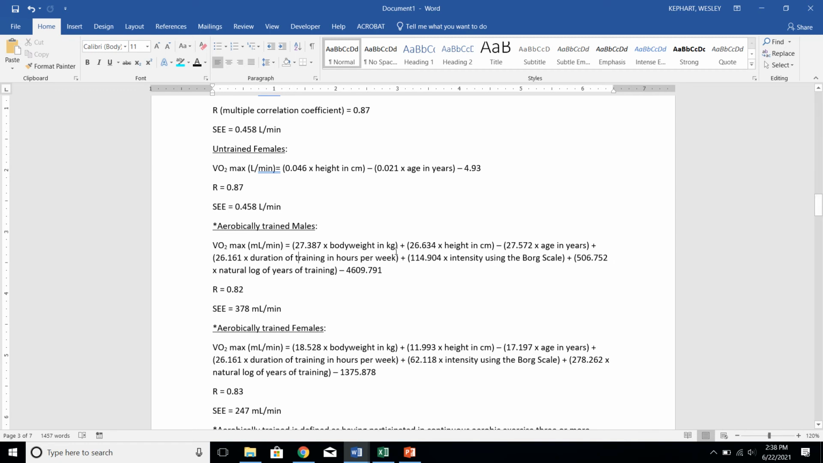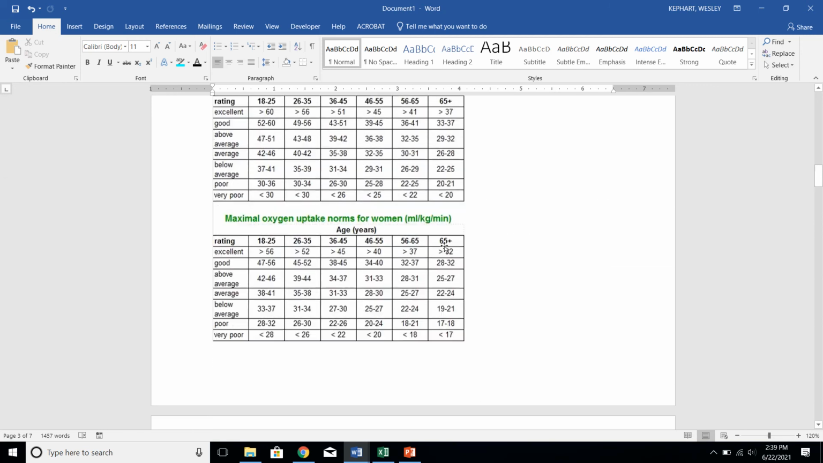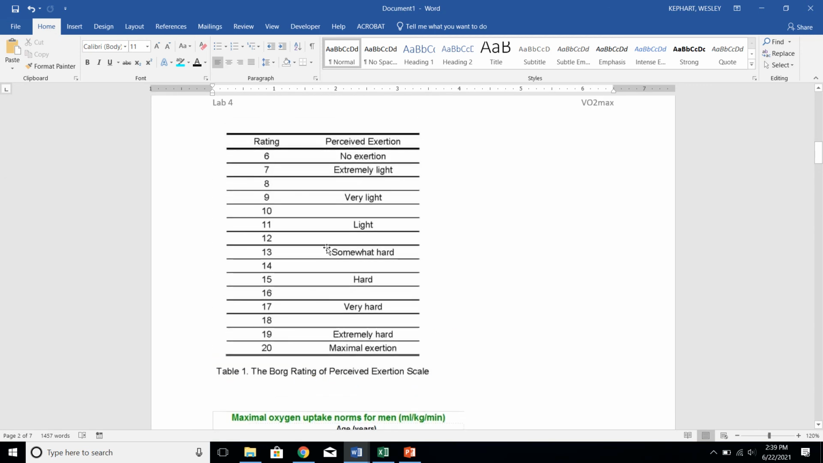Now, let's just look at a few of these different factors within the equation. So body weight in kilograms, height in centimeters, age in years, duration of training in hours per week. So say if you run an hour 5 days a week, then you would put in the number 5. Now this right here, intensity using the Borg scale. That's why I actually included this before. This is the Borg scale of rate of perceived exertion.